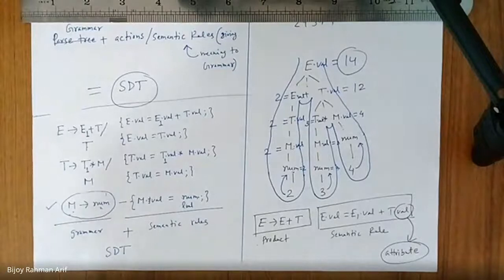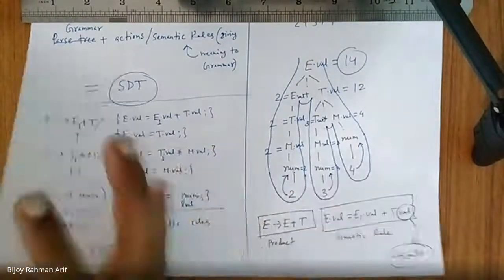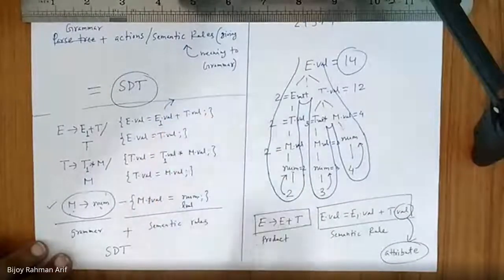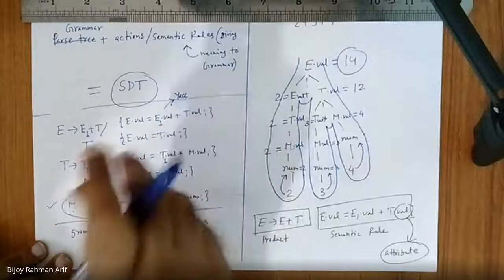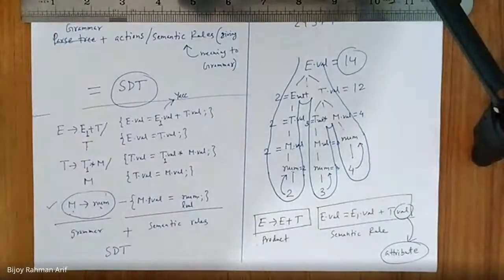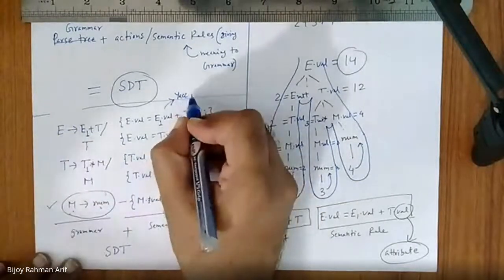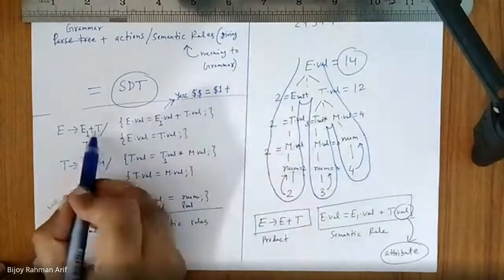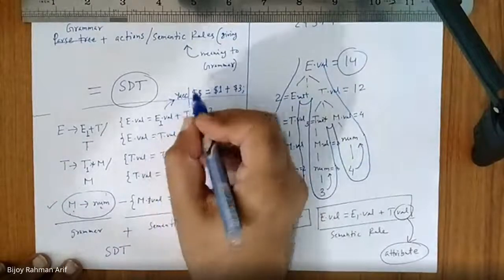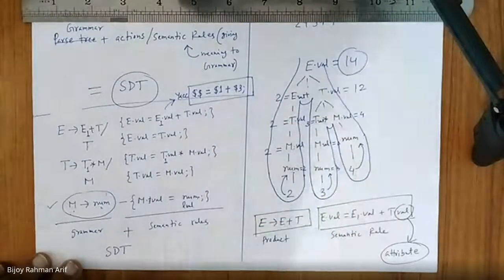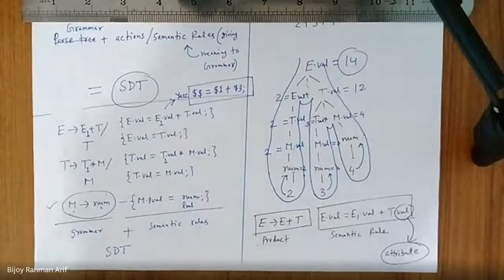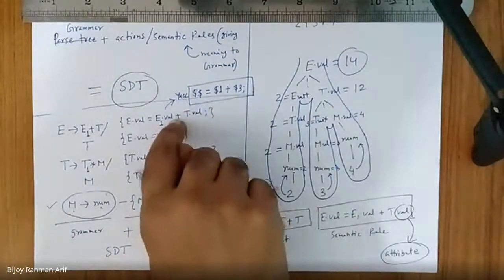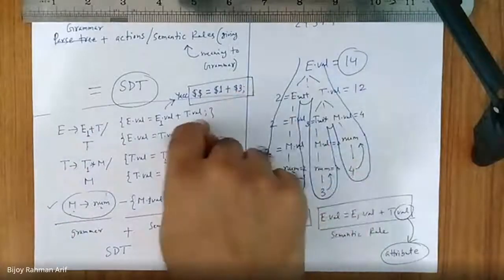Now, if you are careful enough, this is the formal way of writing SDT. But in the case of YACC, if I want to write this action, how should I write it in YACC? Left hand side attribute is nothing but $$. Then you have to count the position. This is the first position, so $1 plus this is the third position, $3. So that is the format of writing semantic rules in YACC. Did you understand? So left hand side in this case is E.val. In YACC it is $$. The first variable is $1, in this case E1.val, and the third one is $3, which is T.val. Okay, guys.